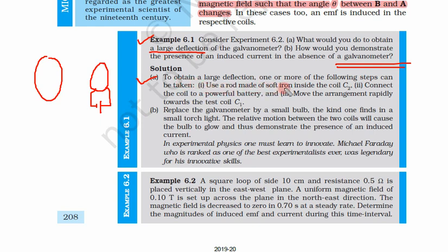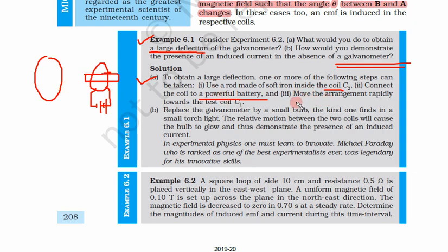Use a rod made of soft iron inside the coil C2. Suppose we put this soft iron rod in this coil. So what will happen? The magnetic field will increase because of this soft iron core. Connect the coil to a powerful battery. Second thing is a powerful battery. Instead of this single battery, we have multiple batteries. So current will increase, and the current increase will give rise to a magnetic field increase. So this will give more EMF.